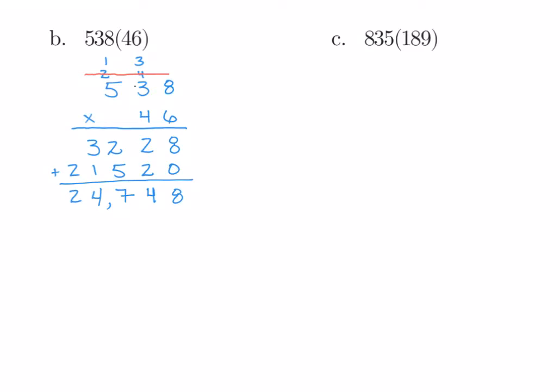Okay, last problem. We have example C. We have 835 times 189. Again, these both have the same number of digits, so it doesn't matter which one you put on top. It's just a matter of which digits do you want to multiply by. I'm going to go ahead and put the 835 on top.